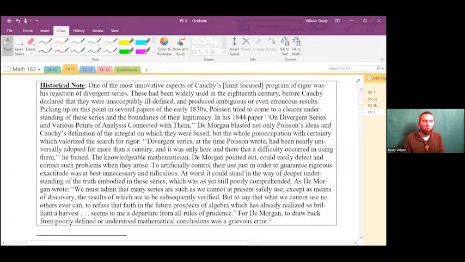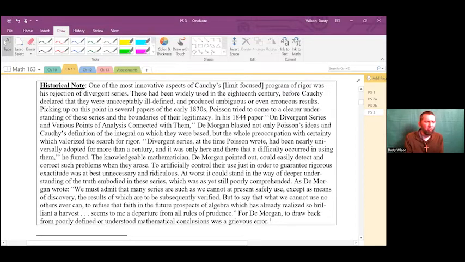In his 1844 paper on divergent series and various points of analysis connecting with them, De Morgan blasted not only Poisson's ideas and Cauchy's definition of the integral on which they were based, but the whole preoccupation with certainty which valorized the search for rigor. Divergent series, at the time Poisson wrote, had been nearly universally adopted for more than a century, and it was only here and there that a difficulty occurred in using them, De Morgan fumed. The knowledgeable mathematician, De Morgan pointed out, could easily detect and correct such problems when they arose.